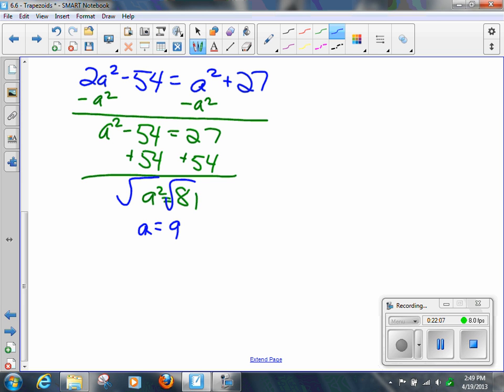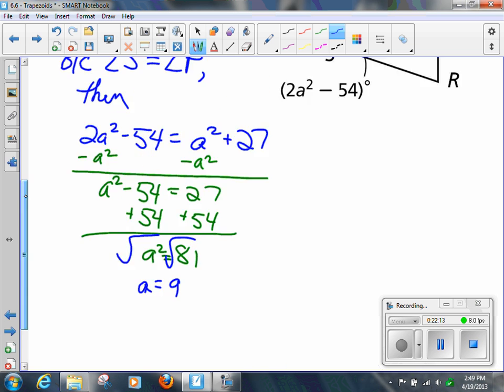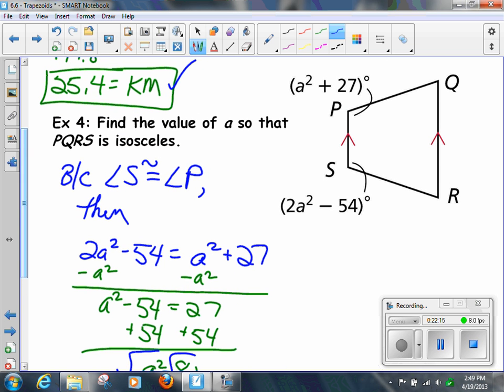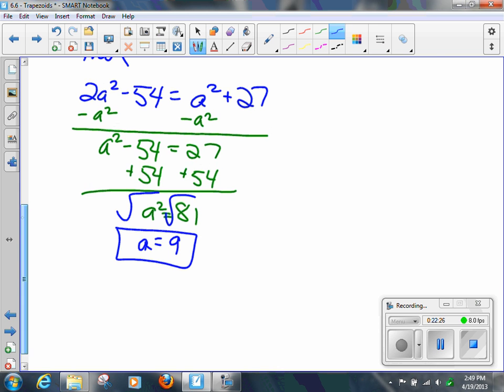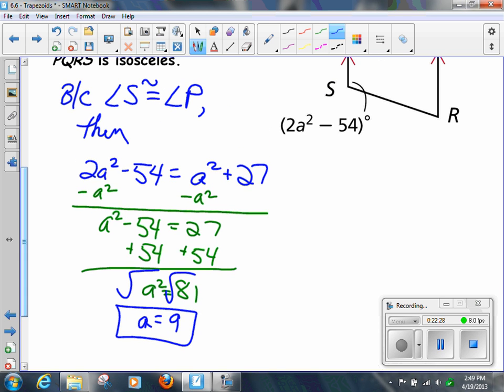Now, where do you think that would be in your list of answers? It's probably going to be the first one. Let's go back and read. Is that what we had to find? It says find the value of A, so that's what we did. It's just like having 2x minus x. What's 2x minus 1x? 1x. What's 2a squared minus 1a squared? 1a squared.